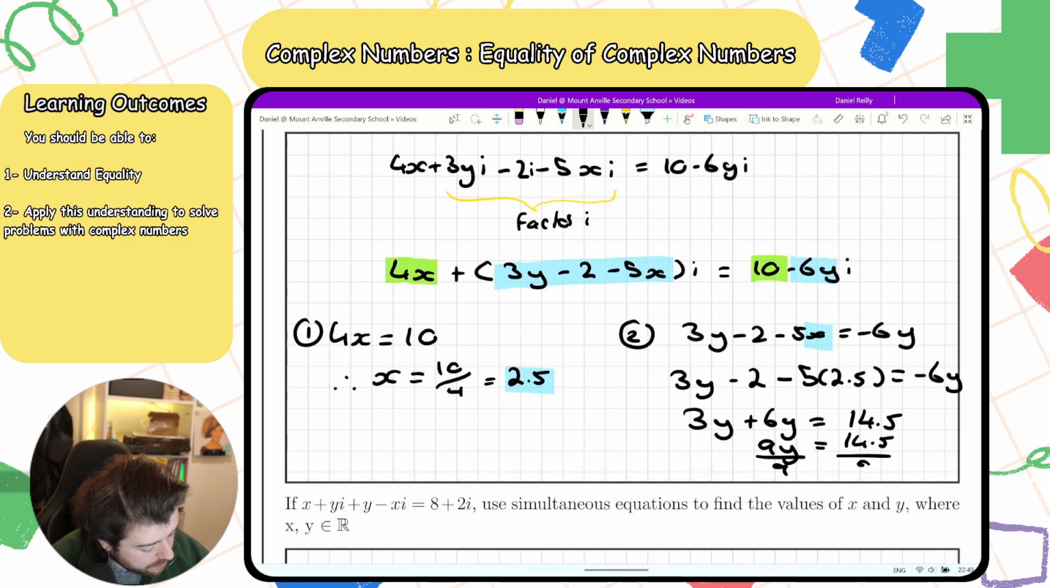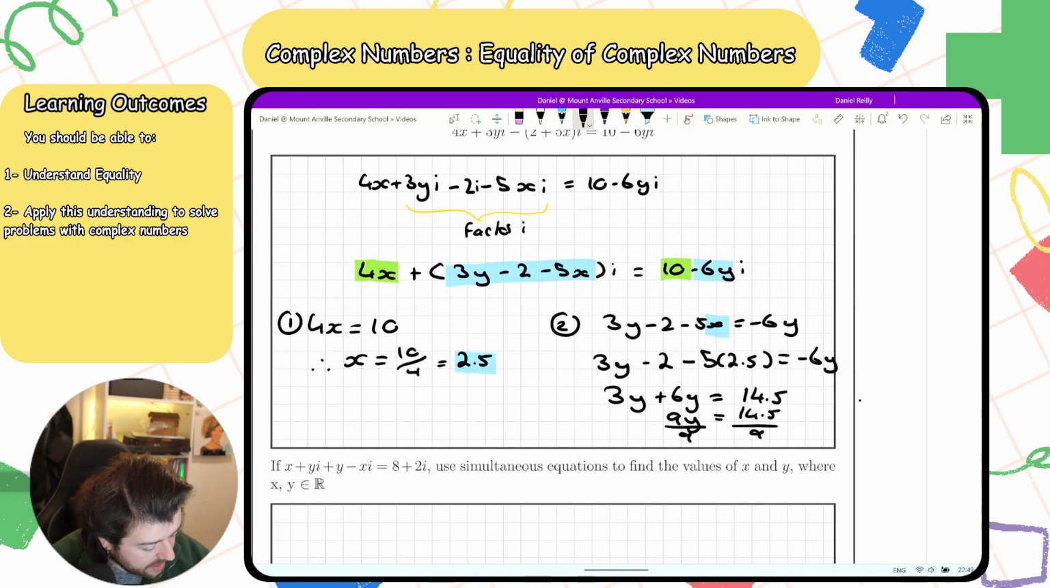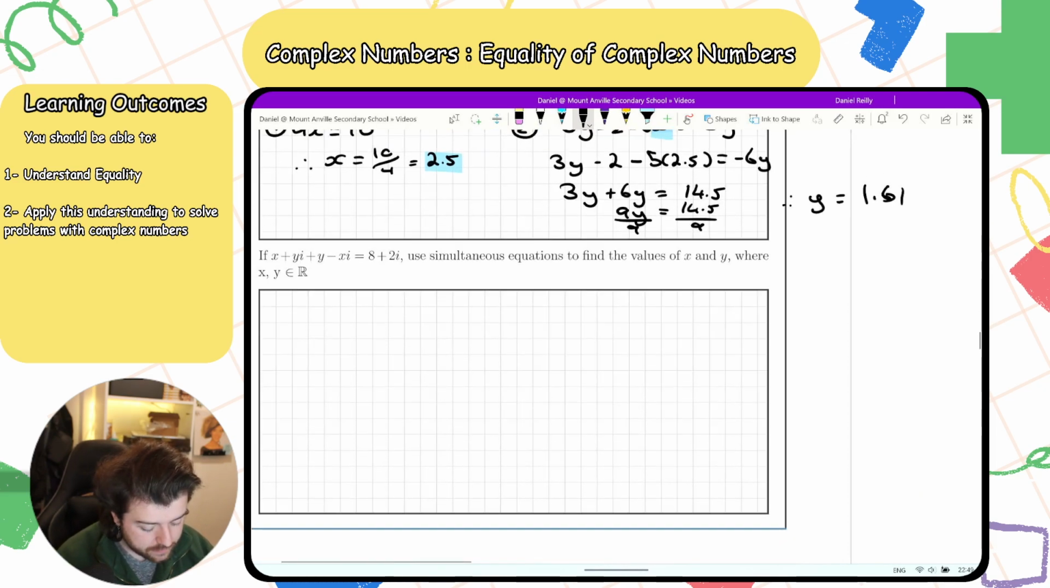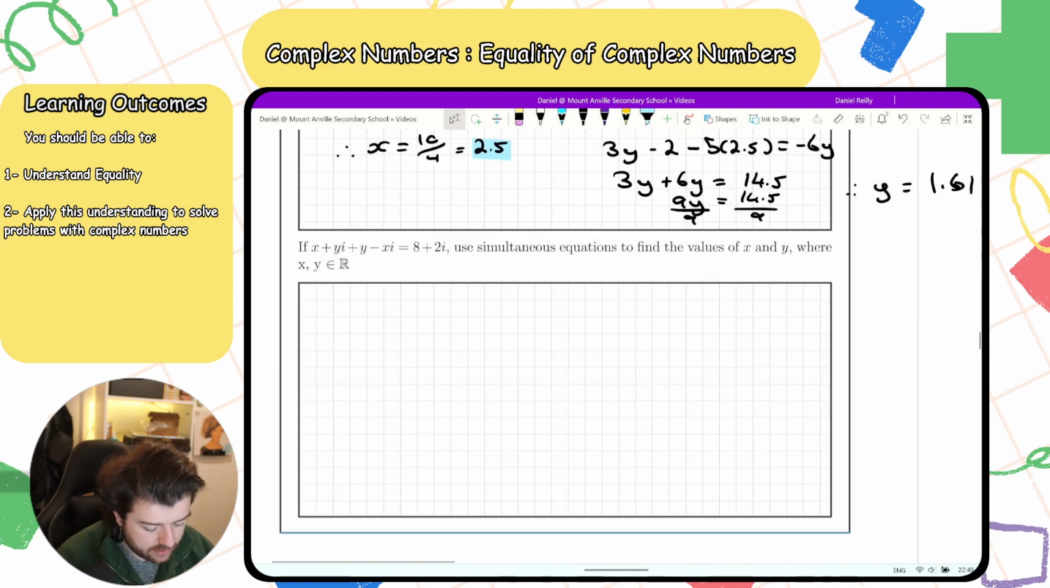Divide both sides by 9. I'm going to get y is equal to, let's see, 14.5 divided by 9 is equal to, I'm getting like 1.61. Well, you probably leave it as a fraction, but I'm using my phone. Oopsies. Right. So let's look at this one here.